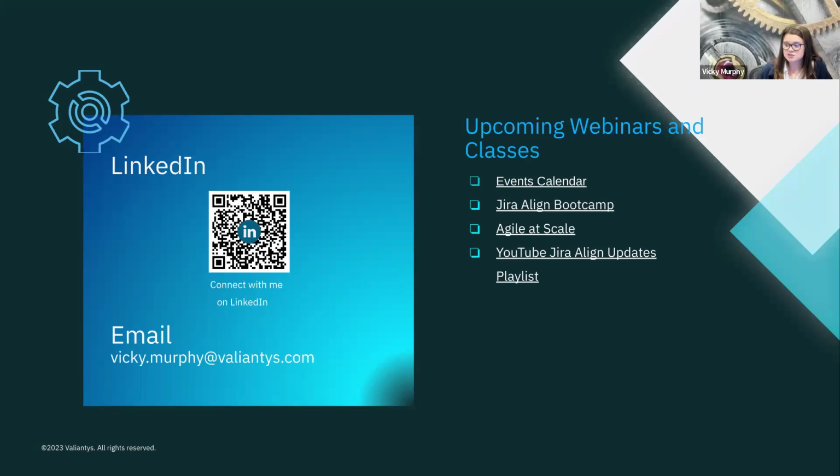Jira Align to purchase licenses does require some implementation services. You can go through Atlassian. You can utilize a partner like Valiantus or another Agile certified partner. And we're always happy to start that conversation and talk about what pre-work you may be able to do.